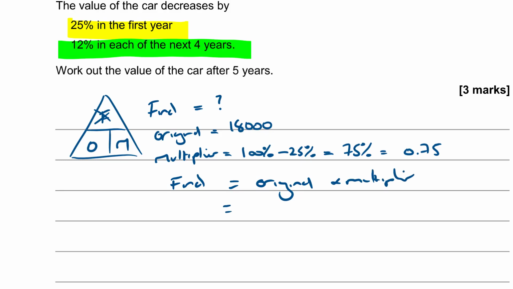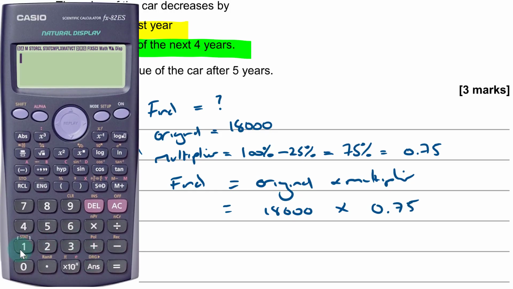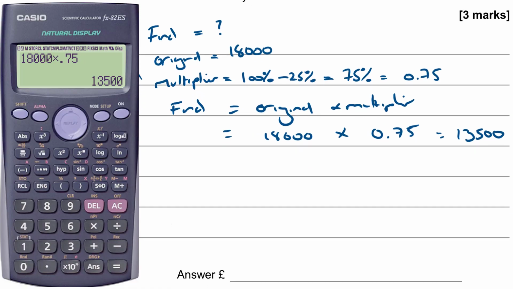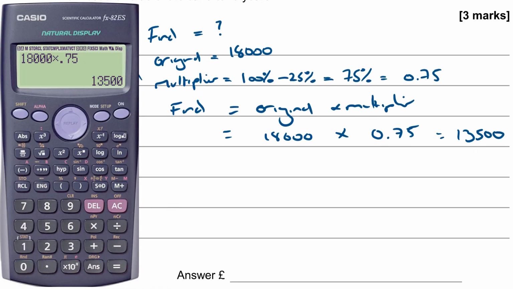So subbing in the values, original is 18,000 and the multiplier is 0.75. Multiplying those together, 18,000 times 0.75 gives me 13,500. So it takes its largest drop in the first year. Okay, we've got 4 more years to go now.